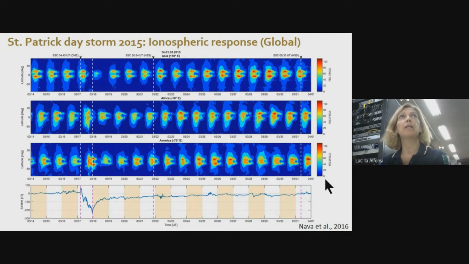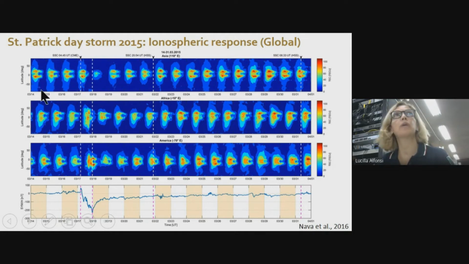So this is the so-called fountain effect that gives rise to the equatorial anomaly. And the equatorial anomaly can be described looking at the days before the storm. Again, this reference time here is the sudden storm commencement.